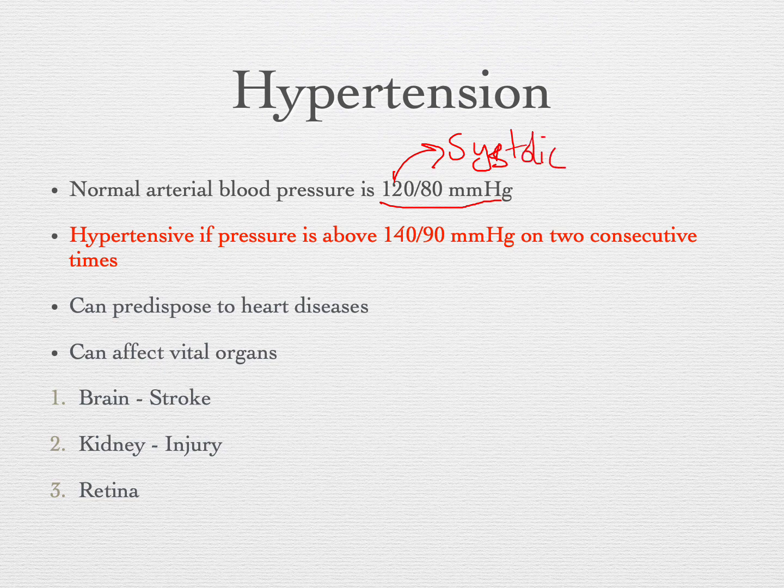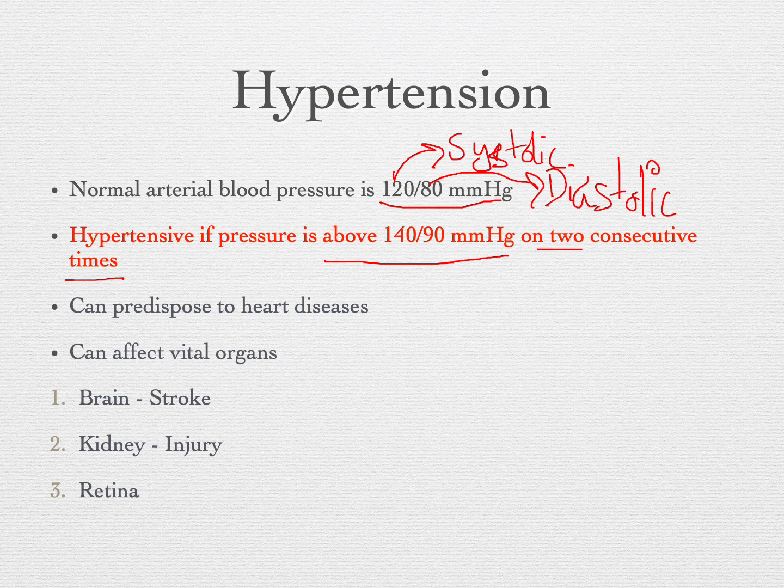or the blood pressure which is measured in the arteries during the contraction of the ventricles. The 80 represents the diastolic blood pressure, or the blood pressure measured in the arteries during the relaxation of the ventricles. So a person is termed hypertensive if his blood pressure is above 140 by 90 mm of Hg on 2 consecutive times.